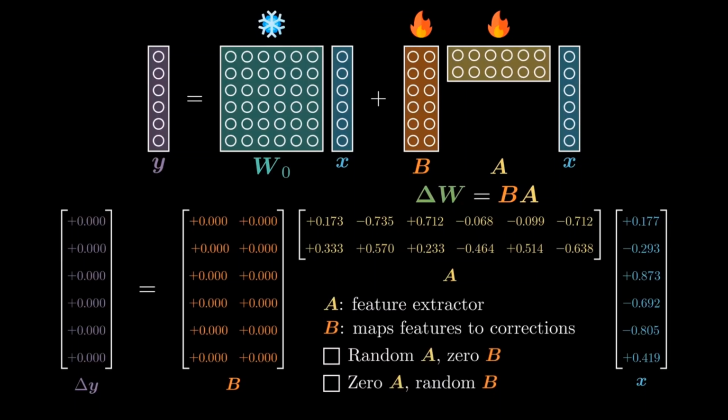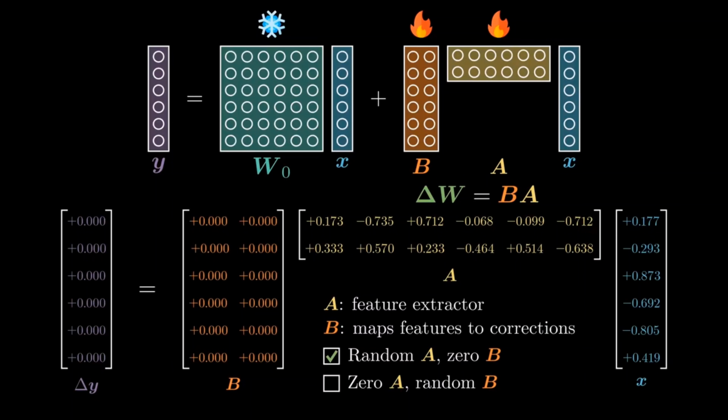Both options work. LoRA normally uses random A and 0 B. With random A and 0 B, the adapter initially does nothing, but B can immediately receive a useful gradient. Once B moves away from 0, A can begin learning as well. Why is that? The matrix A acts like a feature extractor. It projects the input into the low-rank space. The matrix B then maps those low-rank features back into the model's output space as corrections.